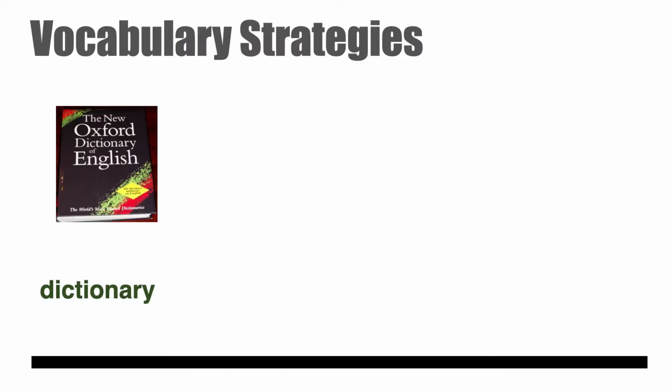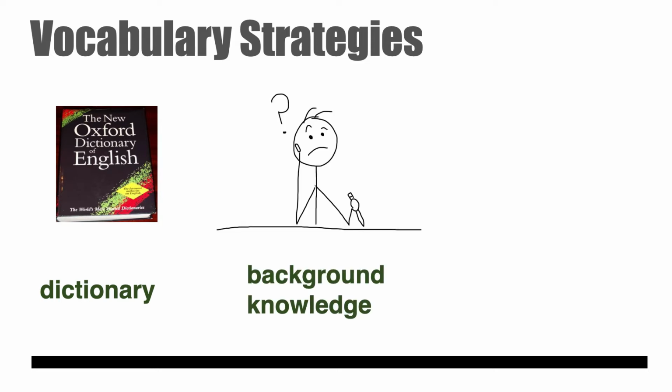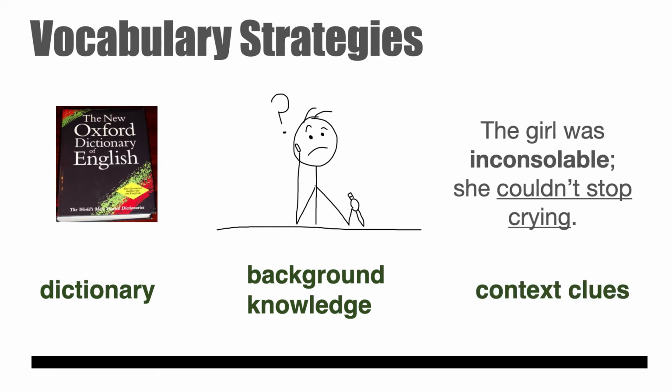Three strategies that your English teachers have worked with you on to help identify the meanings of words is first, to look the word up in the dictionary. Second, to use your background knowledge, which means think of areas where you may have heard this word used before to help you identify what it might mean. And third, to look for context clues. That means look for other words in the sentence or in the paragraph that can help you identify the meaning of the unfamiliar word. All of these work together as vocabulary strategies.